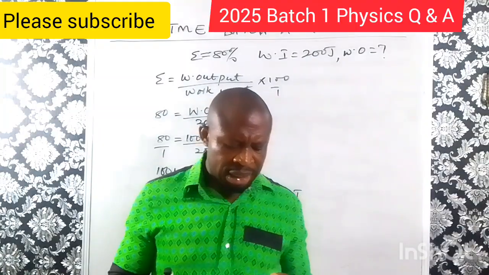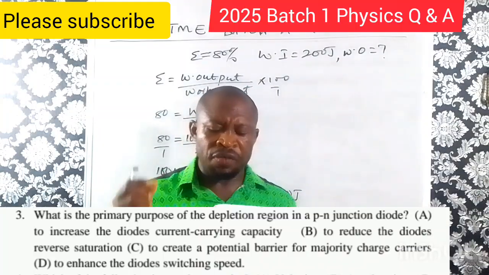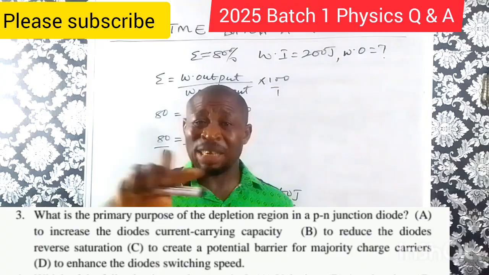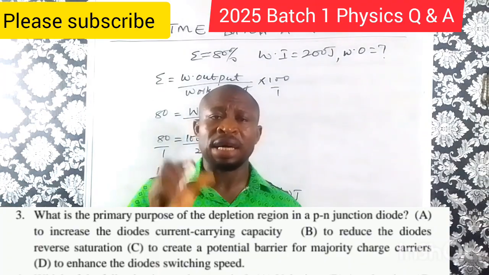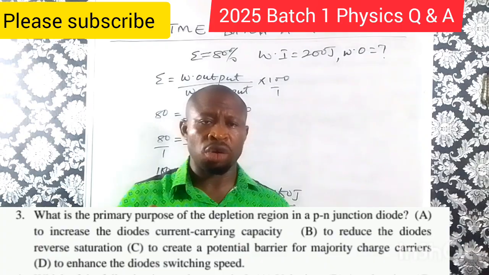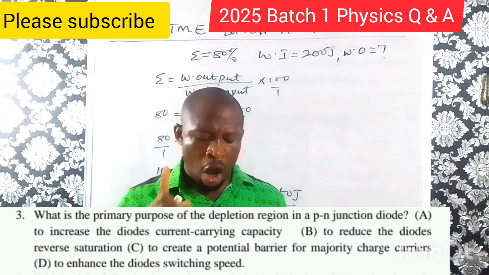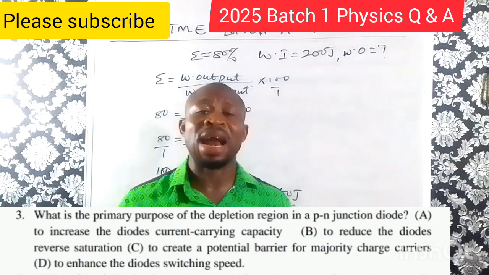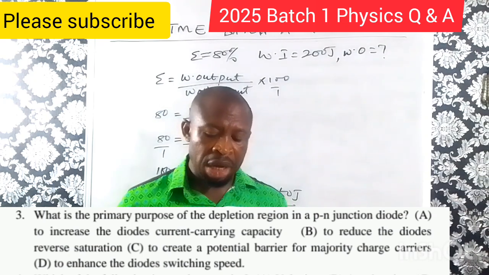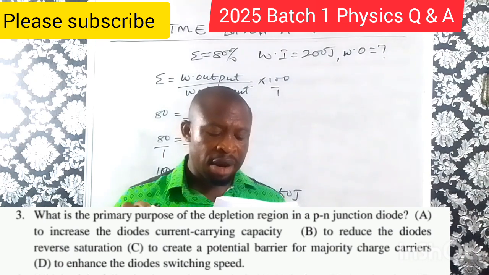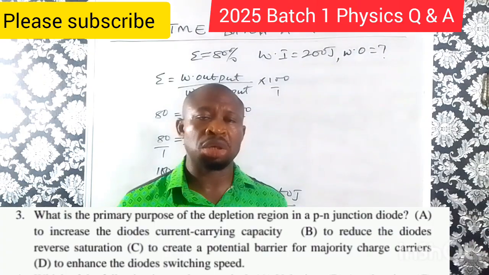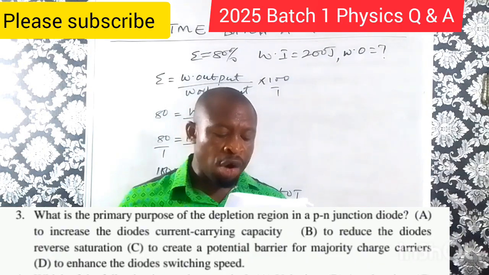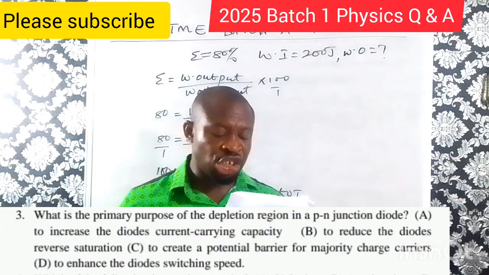The next question says, what is the primary purpose of the depletion region in a PN junction diode? Why do you deplete that PN junction in a diode? Option A says to increase the diode's current carrying capacity. No. B, to reduce the diode's reverse saturation current. No. Of course, the C option is to create a potential barrier for majority charge carriers.